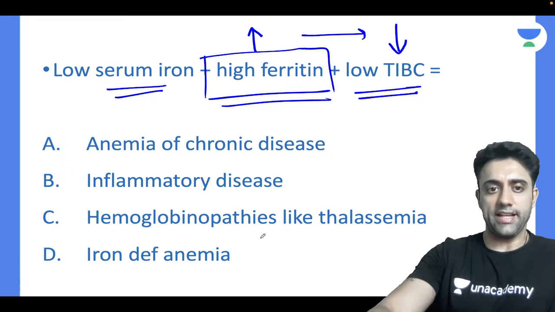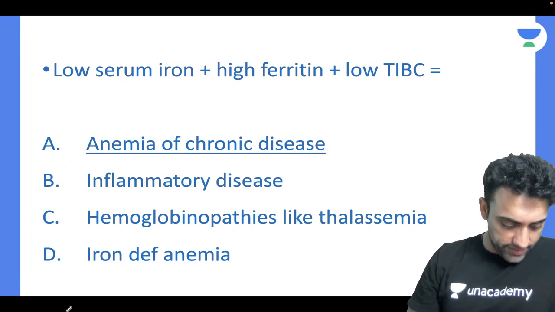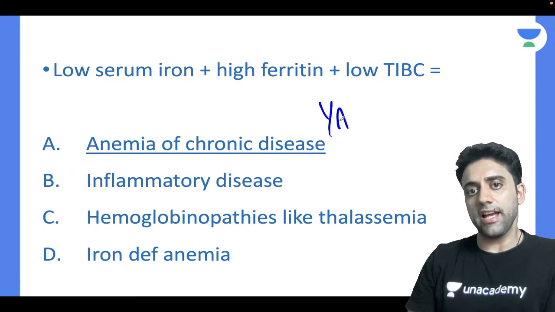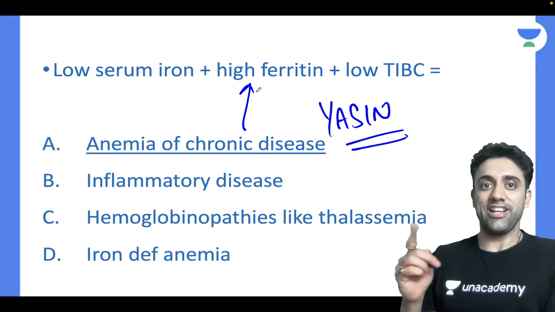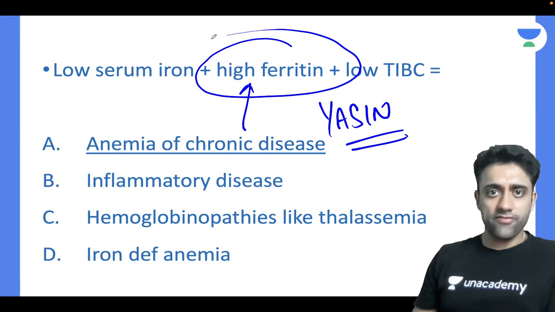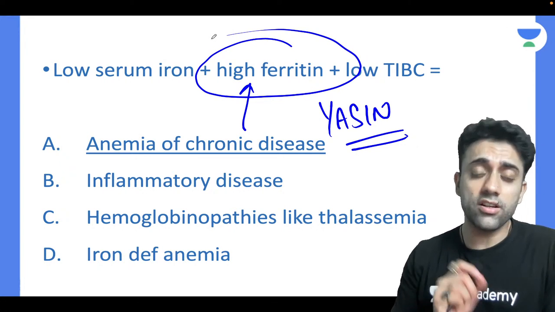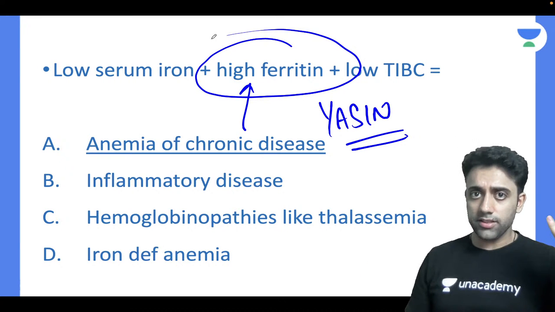What do you think? Yes, the best answer is very good. Who answered first? Thank goodness. Very good. So Yasin has told a very good answer. In a case of anemia of chronic disease, the inflammatory marker is serum ferritin. So this is how the question is going to come, guys. In a very beautiful way, we have covered this topic. Now you have the theory and the clinical also.